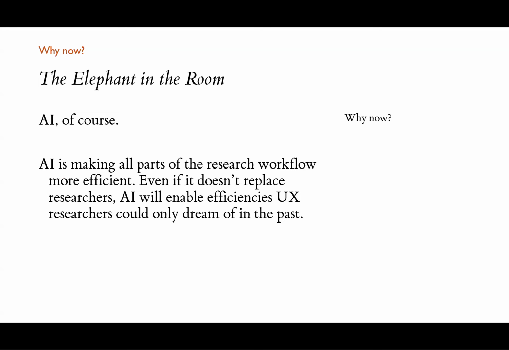The elephant in the room is obviously AI for many industries. I don't really have an opinion either way, but I do think AI is making lots of parts of the research workflow much more efficient and enabling lots of things that a lot of researchers could only dream of and were blocked by for many different reasons. But even if it doesn't replace user researchers, I think it'll enable a lot of those efficiencies and push us to keep increasing our leverage. And so, how do you do that? I really do think that's unmoderated.